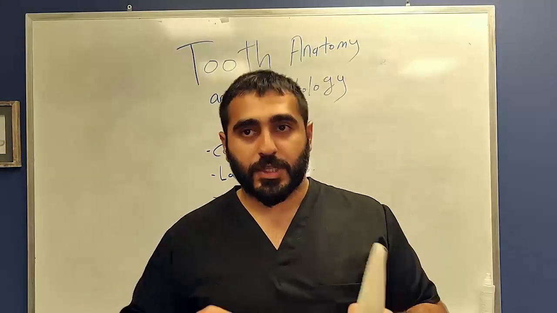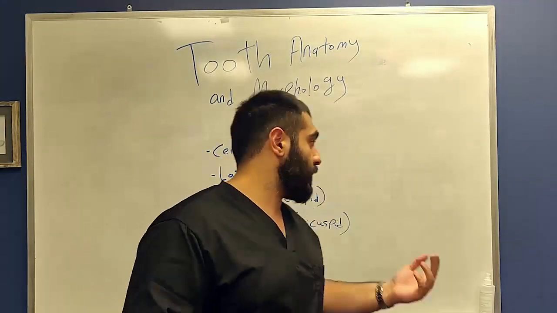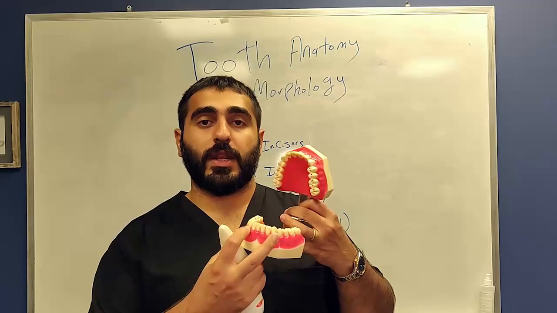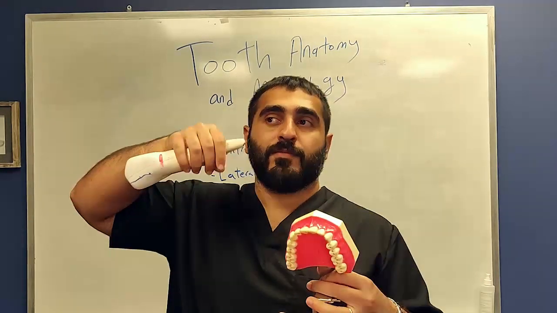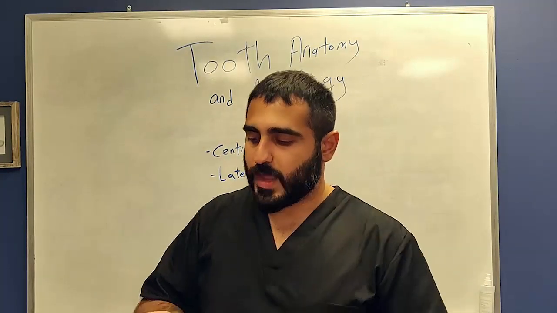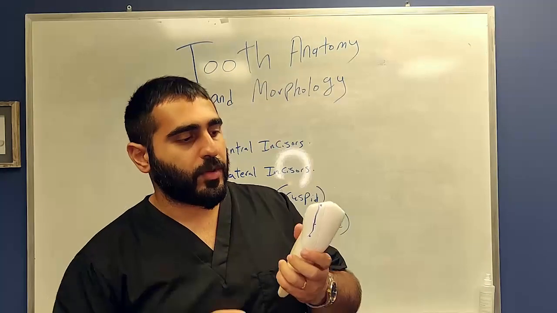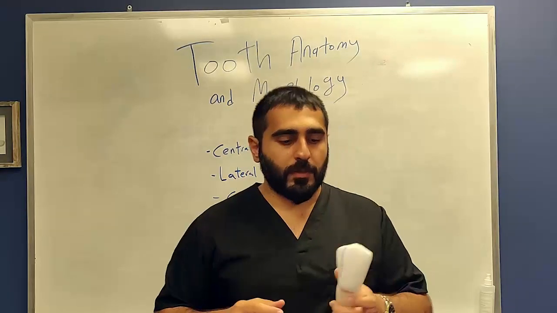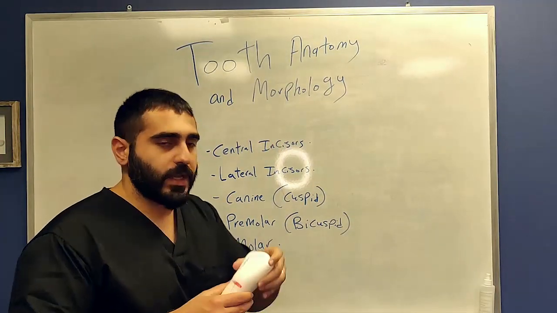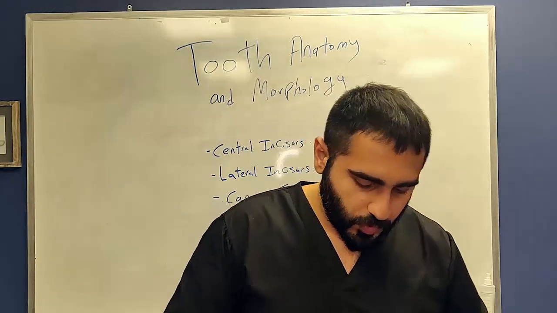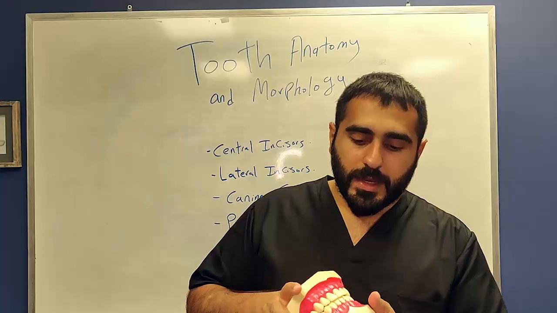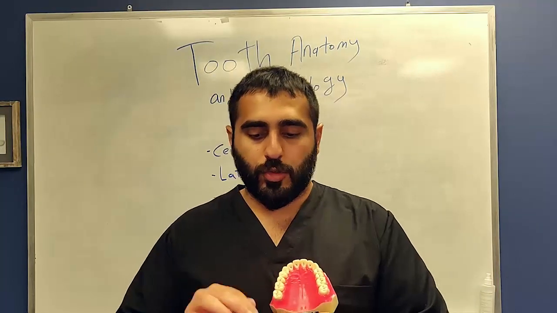Now there can be anatomic exceptions. A lot of times the lower canines might have the root dividing into two roots at the end. And again, these are anatomic differences, but usually, going by the book, the central incisors, the lateral incisors, and canines have single roots in the maxilla and the mandible. Next, we are going to move to the premolars.